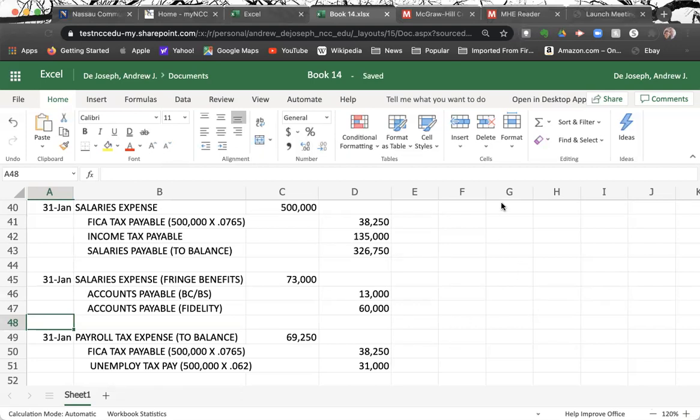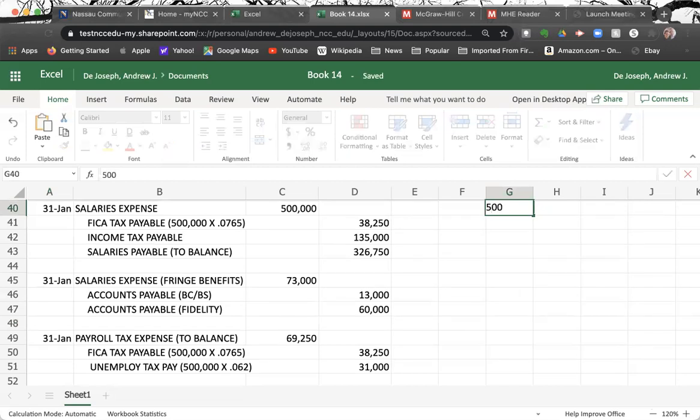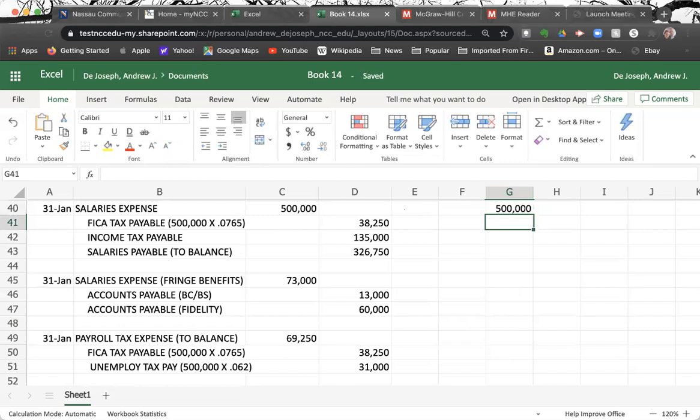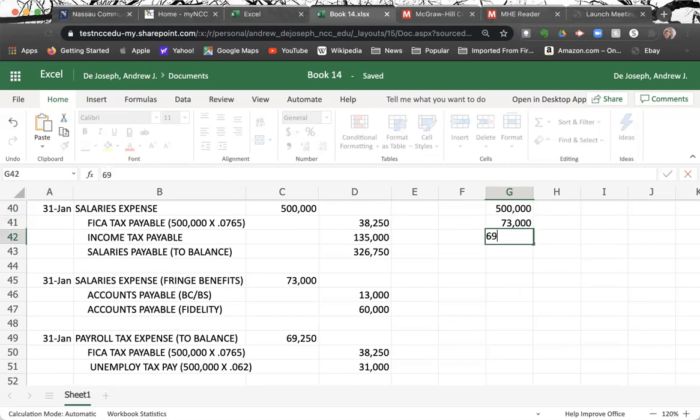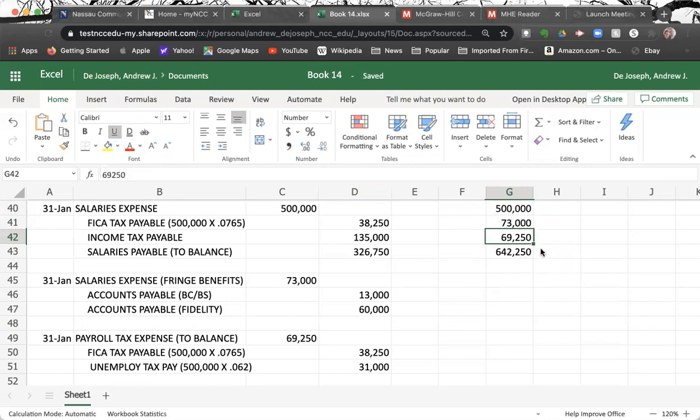So if I were to ask you, what's the total cost of payroll for this company, right? 500,000 plus 73,000 plus 69,250, right? What's the total cost of the payroll? Right, it's 642,250. So how much are these employees really costing you altogether? They're costing you $642,000, not the $500,000 in salary, right? They're actually costing you much more than that.